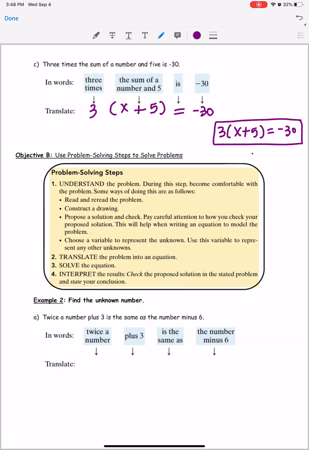Twice the number means 2x, right? Not 2 times x, but 2x plus 3 is the same as, your equal sign, a number minus 6. Keep that in the same order, x minus 6.